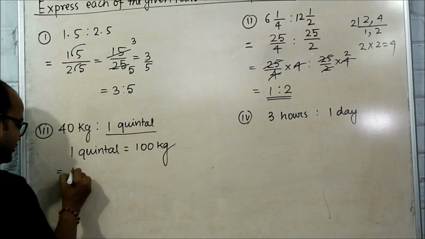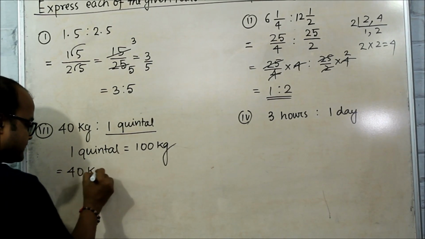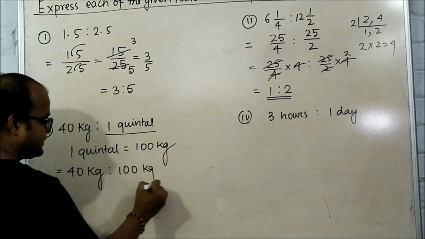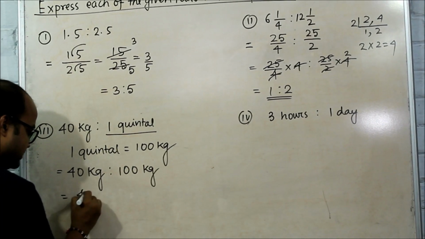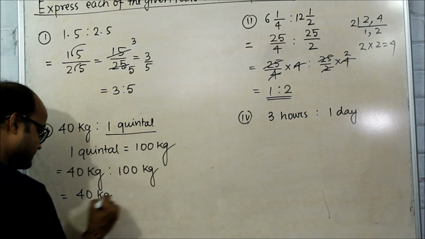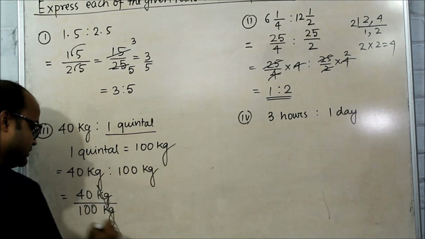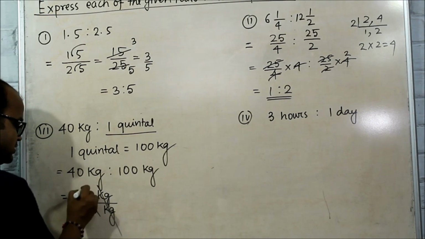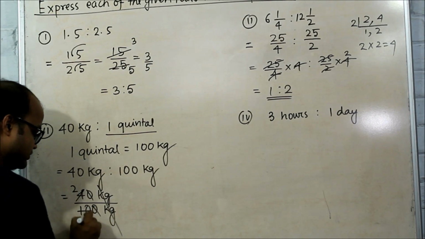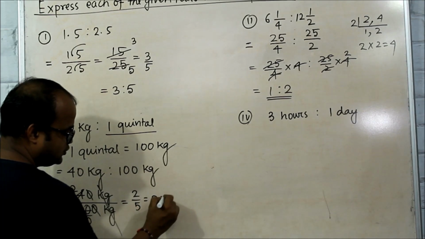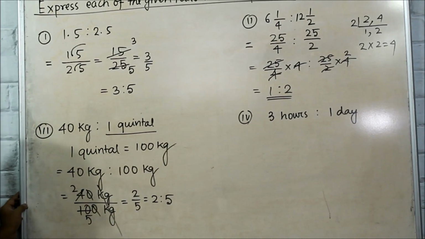So we write 40 kg is to 100 kg. That can be written as 40 kg by 100 kg. The kg cancel, the zeros cancel, 2 2s are 4, 2 5s are 10. So this is equal to 2 by 5. That means this is 2 is to 5, the simplest form.